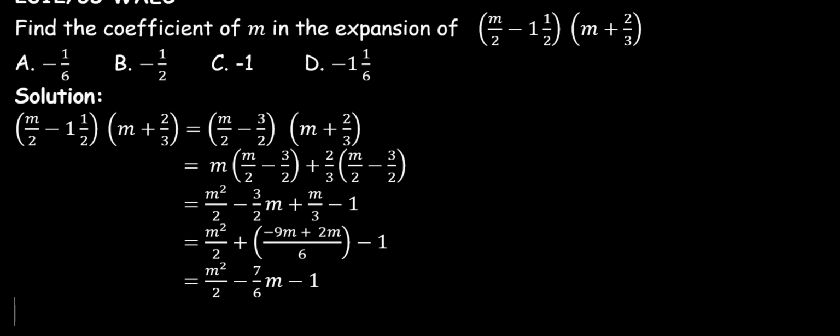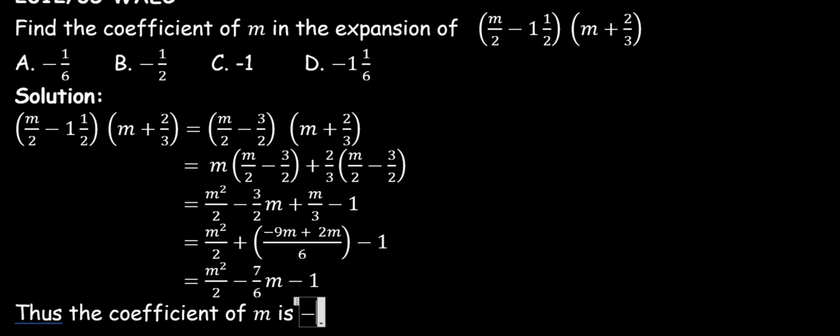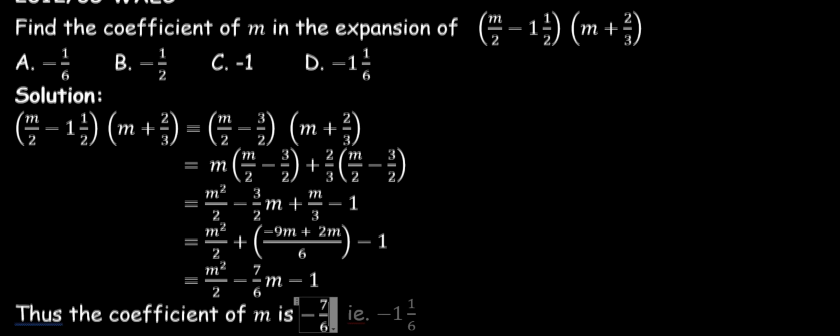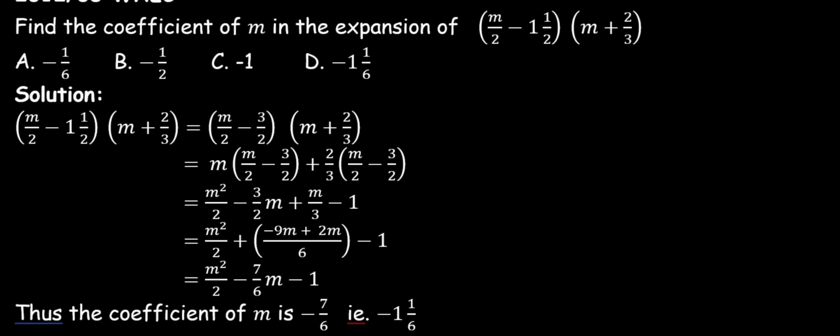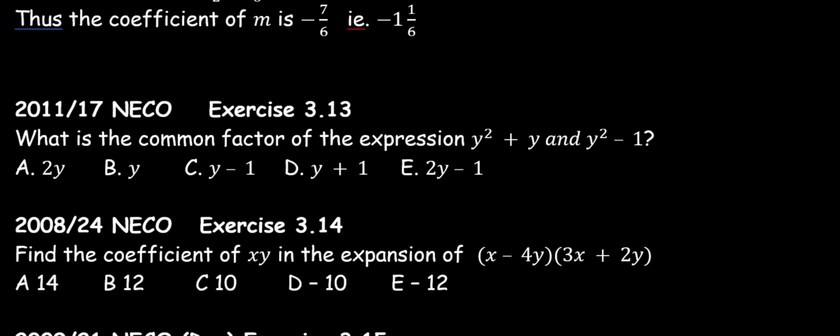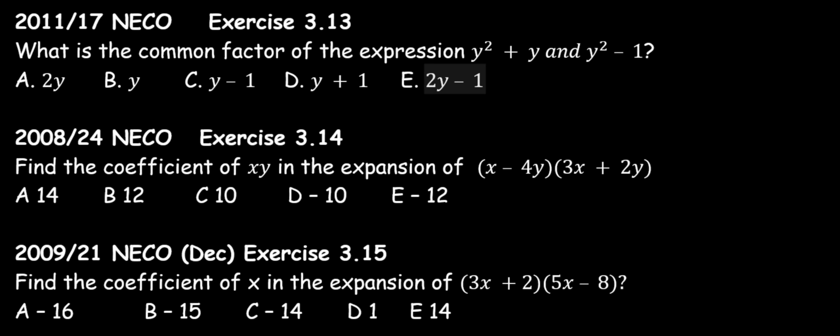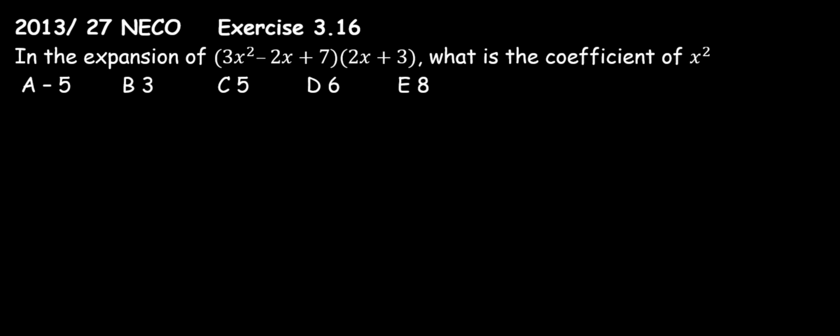Thus, we can confidently say that the coefficient of m is minus 7 over 6, which is the same as minus 1 whole number 1 over 6. We've come to the end of the examples under this subtopic. Next, we have some exercises which I strongly advise you to try your hands on, while we quickly move to the next subtopic, factorization.